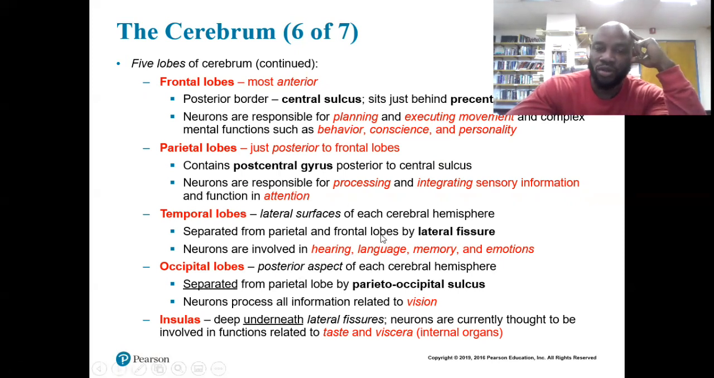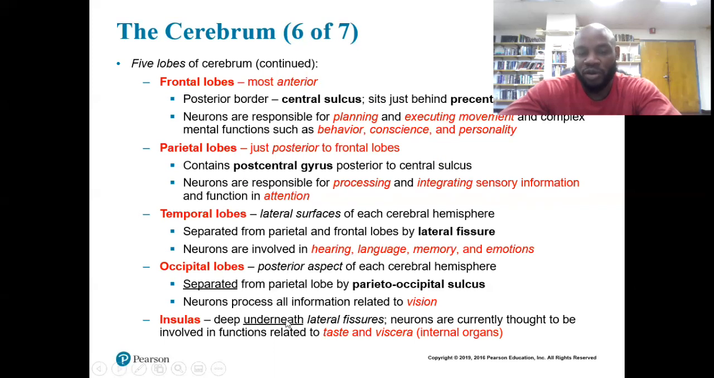Your temporal lobe: hearing, language. We have a special section where we talk about language, but hearing, language, memory, emotions. Occipital, that's probably one of the easiest ones to remember. It's related to vision.